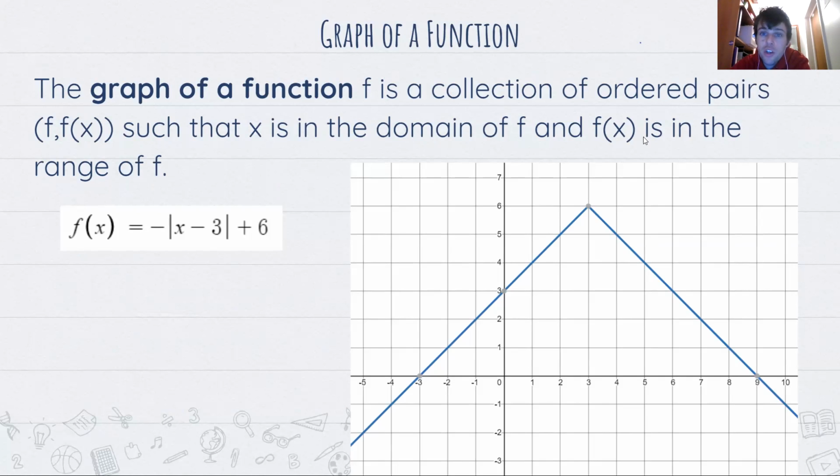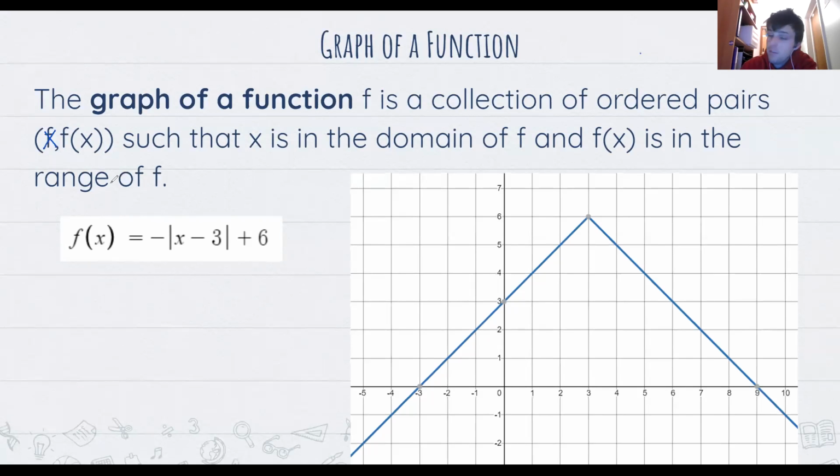The graph of a function f is simply a collection of ordered pairs x comma f of x such that x is in the domain of f and f of x is in the range. So a lot of things going on there, right? All of our points are going to be x comma f of x. That's a little bit of a typo there.